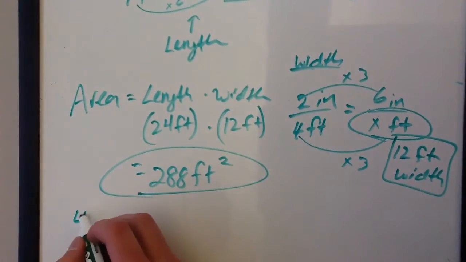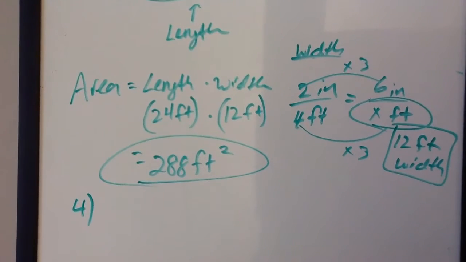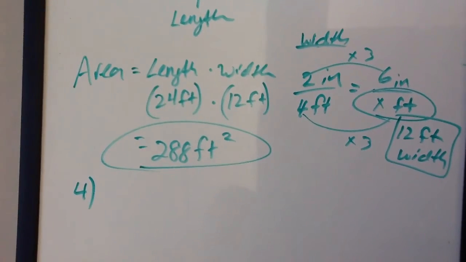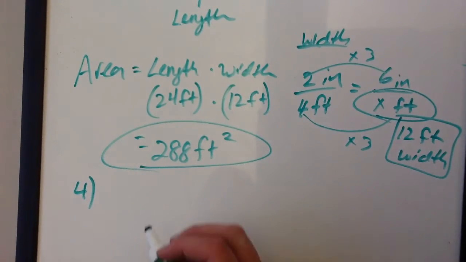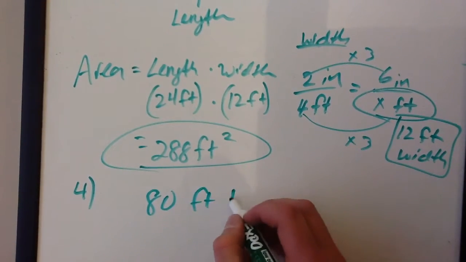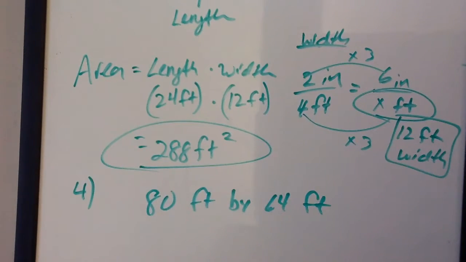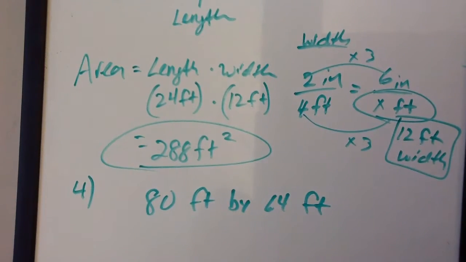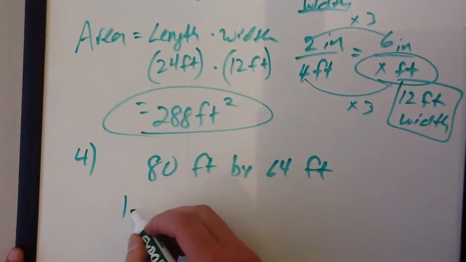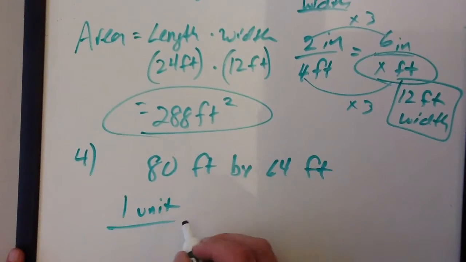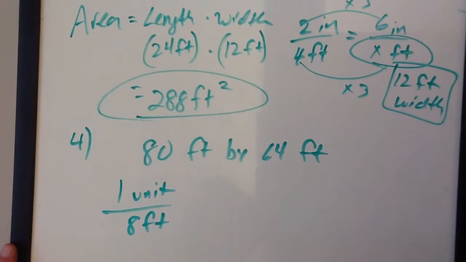Okay, number 4, last one. I'll set this one up for you, and then you can finish solving it. Number 4, a studio apartment has a floor that measures 80 feet by 64 feet. That's the information that we're given in the first sentence. Then it tells us the scale of the drawing on the grid paper uses a scale of 1 unit to 8 feet. You're going to use this scale to figure out the dimensions of the scale drawing.